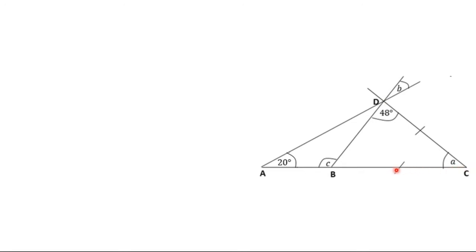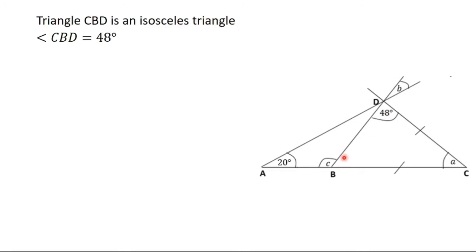Look at it. There is this line here and there is this line here, showing that this side here and this side here are equal. So if this side here and this side here are equal, and here is 48 degrees, then what it means is that this side here will also be 48 degrees. I hope that is clear. So triangle CBD or BDC, as I said, triangle CBD is an isosceles triangle.